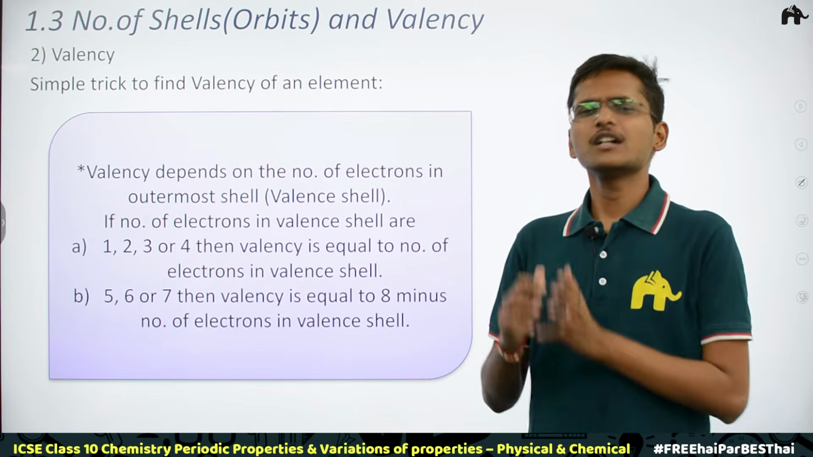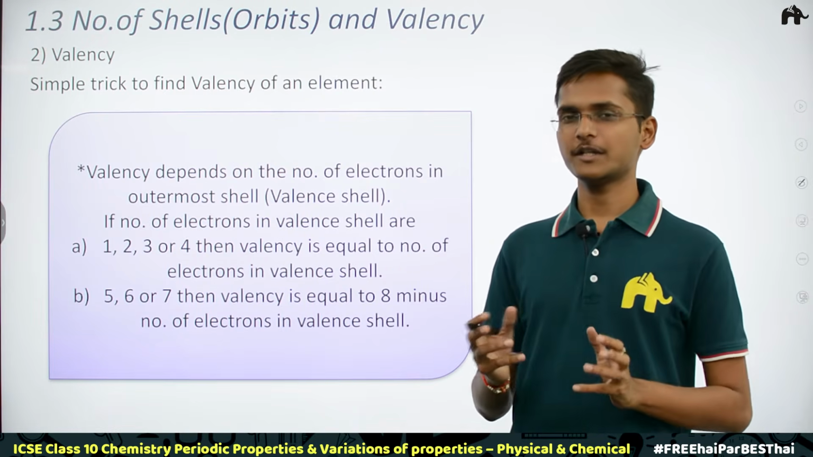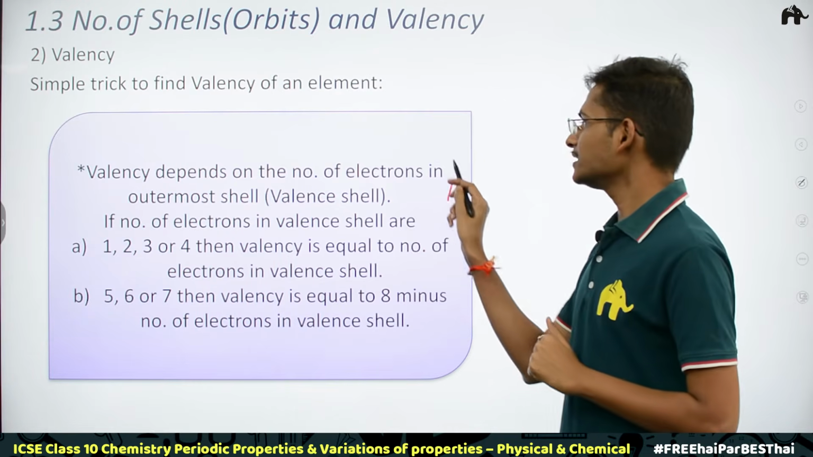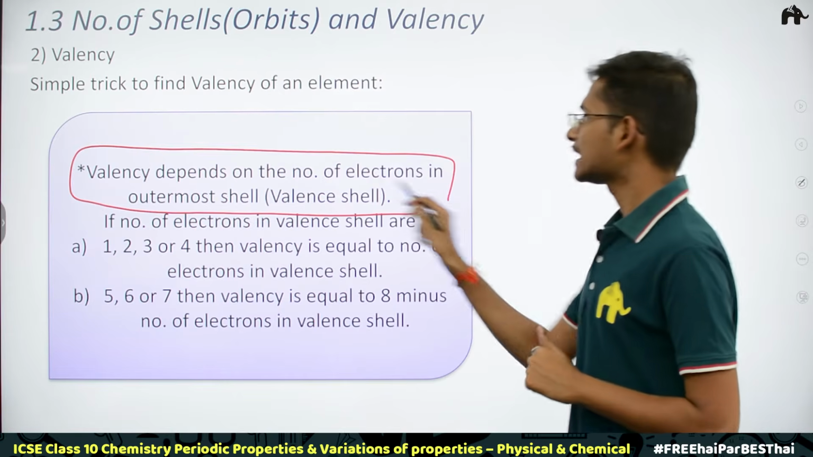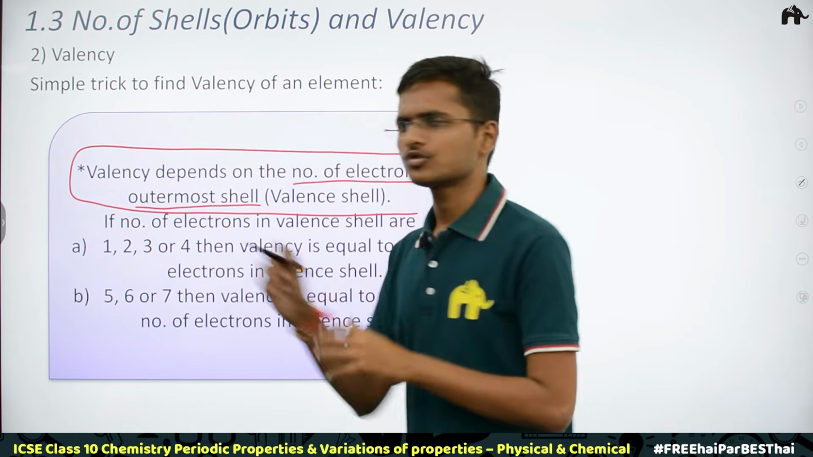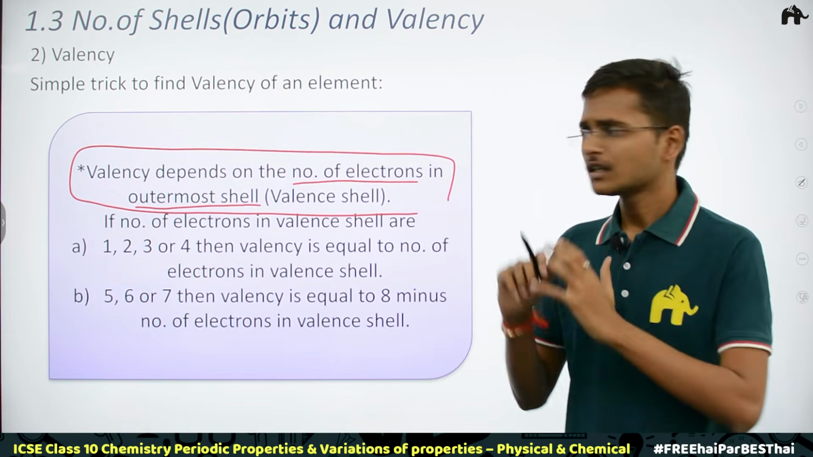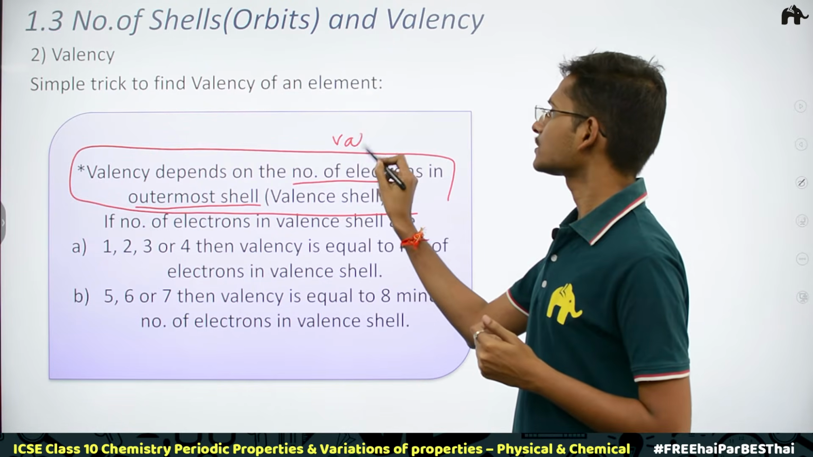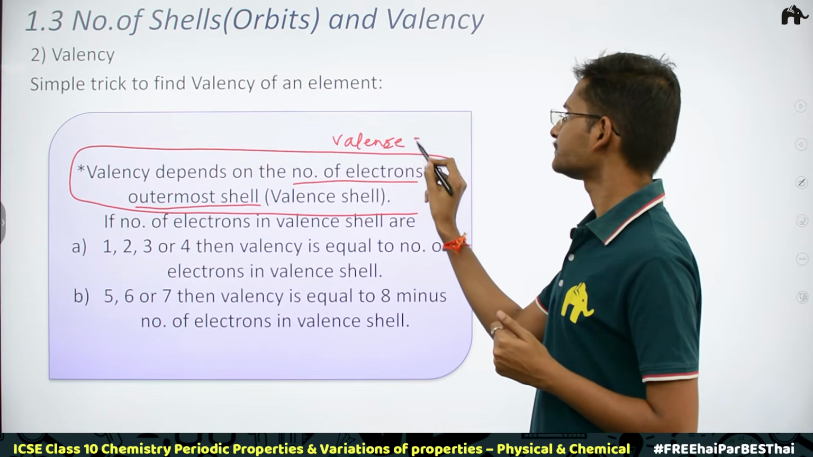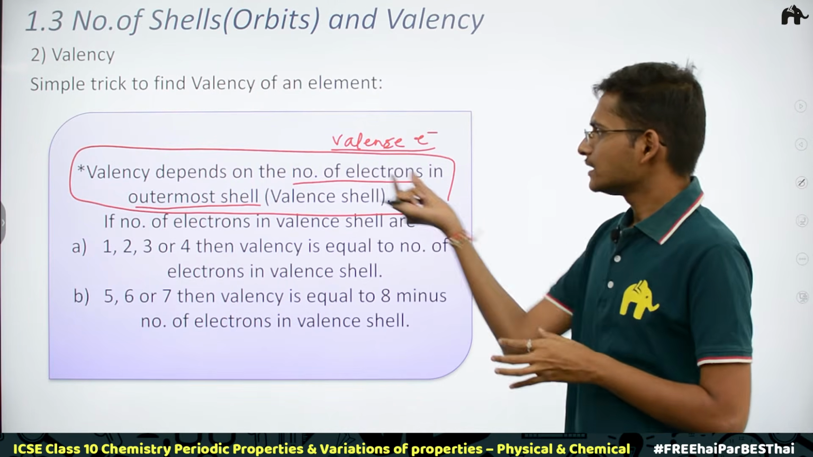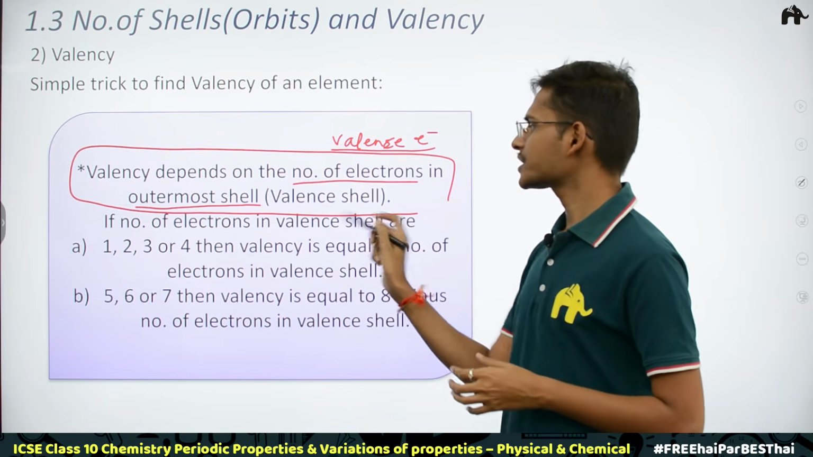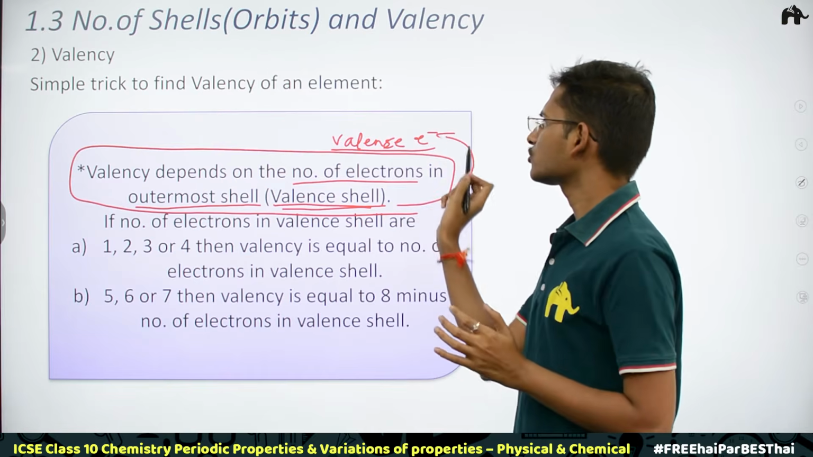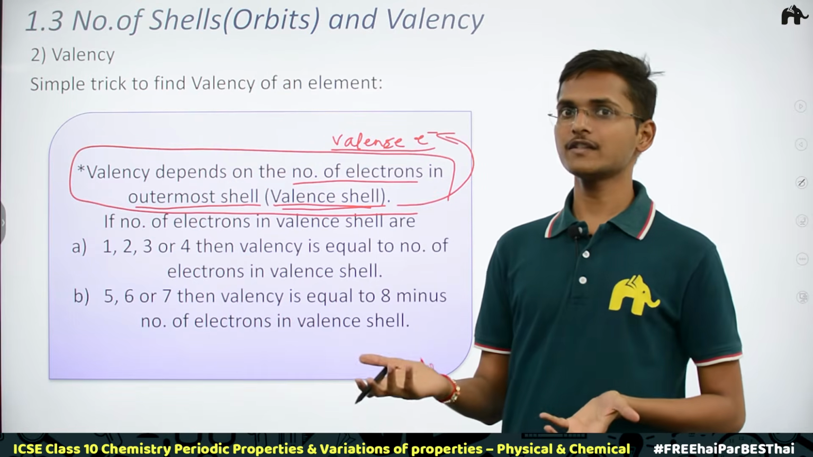Now, let's see a simple trick to find the valency of an element. But before that, we first have to learn that valency depends on the number of electrons in the outermost shell, or we can simplify it and say it depends on the number of valence electrons. Why? Because we call the outermost shell the valence shell, and the electrons in the valence shell are called valence electrons. So simply we can say valency depends on valence electrons, right?